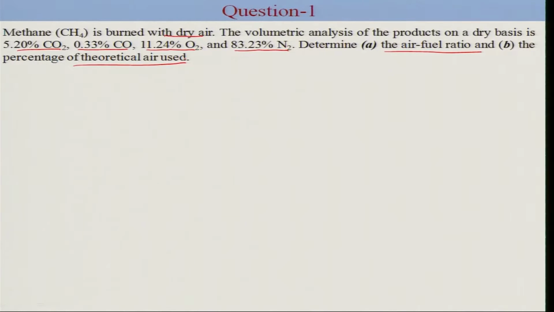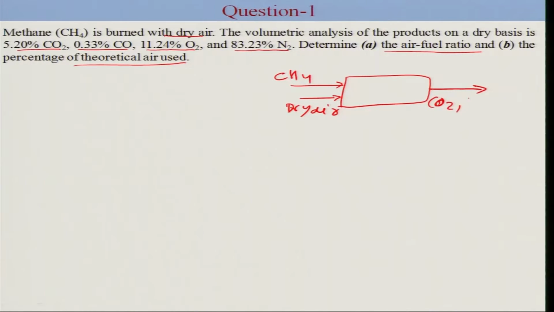So, what is happening here? Methane is being burned with air. And this air is dry. Okay. Now, the product stream contains CO2, CO, oxygen and nitrogen. So, first we have to determine the air fuel ratio.